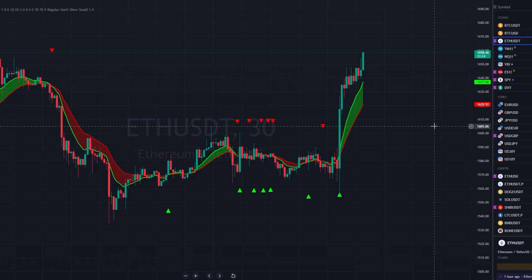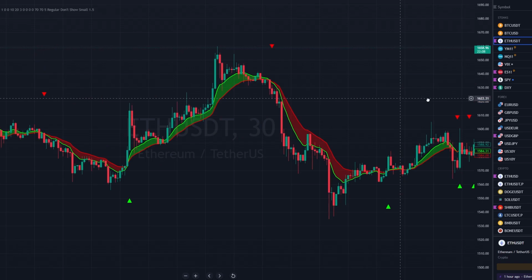I just added a new indicator to the AlgoSniper indicator suite. It's called the Sniper Bands. You are going to want to use this on the 30-minute time frame. You can use other time frames, but I trade this particular indicator on the 30-minute time frame.